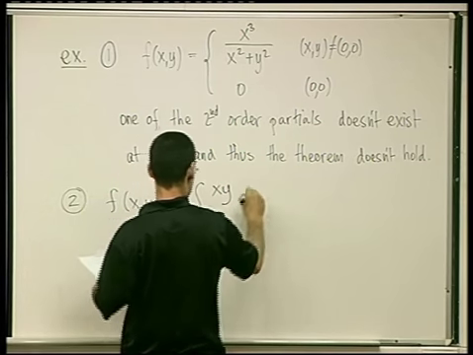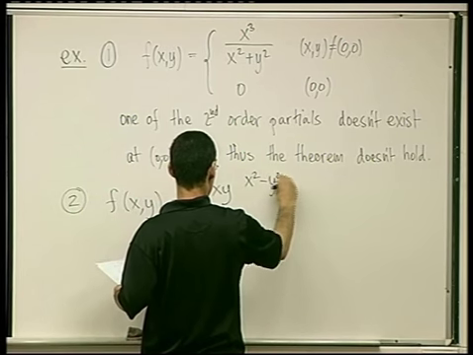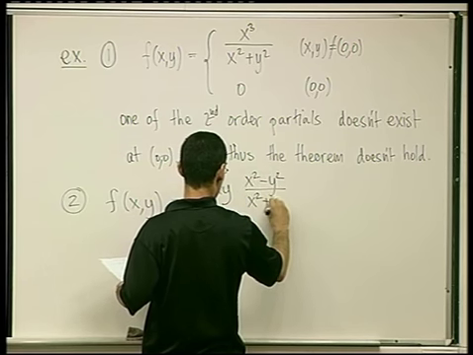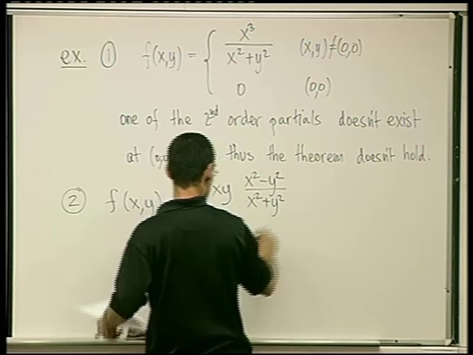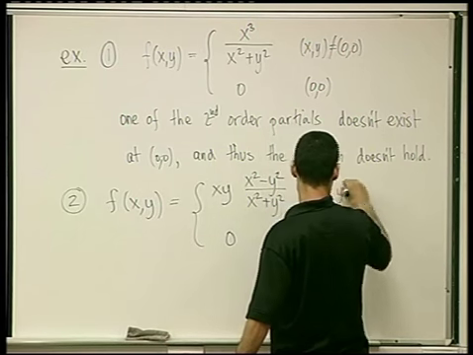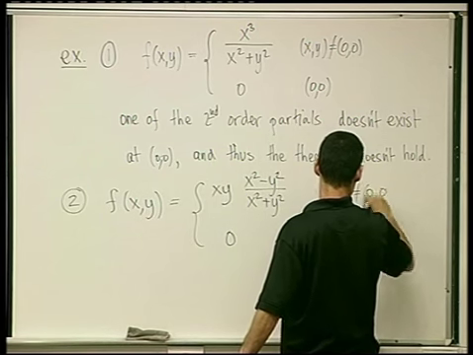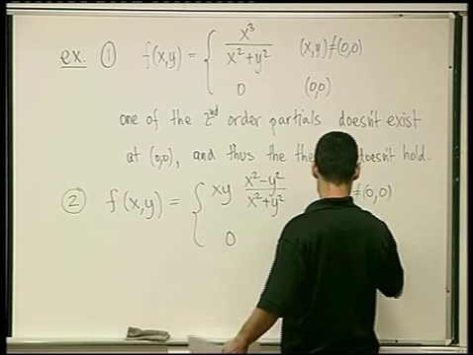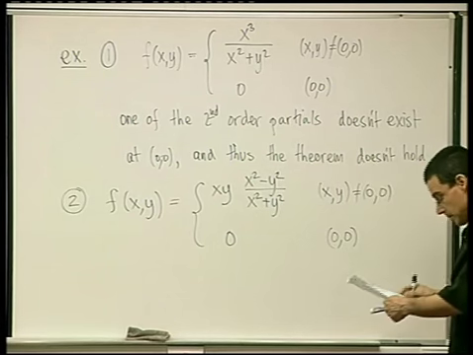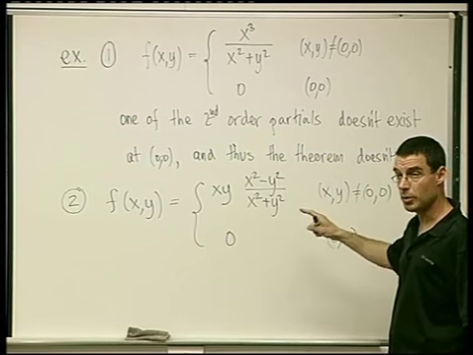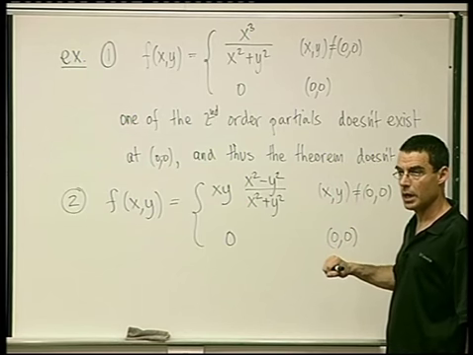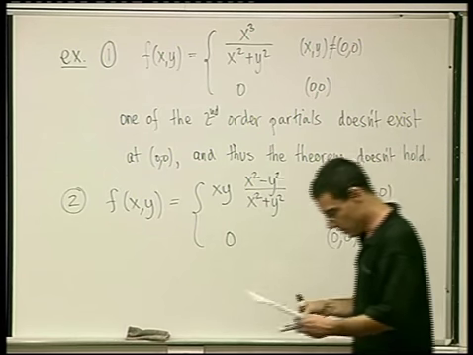xy times x squared minus y squared divided by x squared plus y squared, and 0. This is when we're not at the origin, and this is at the origin. And in this case, all the second order partials exist at 0, but they're not equal. And the reason is that they're not continuous.